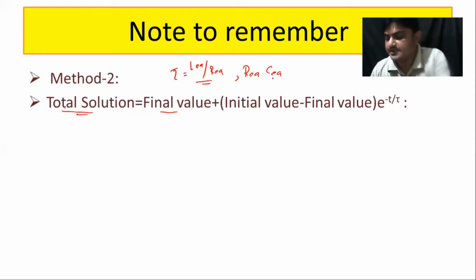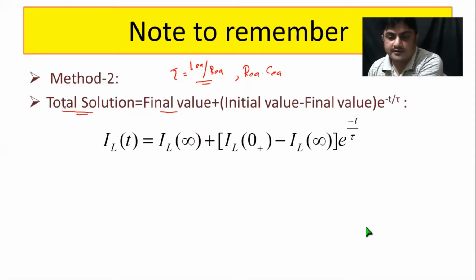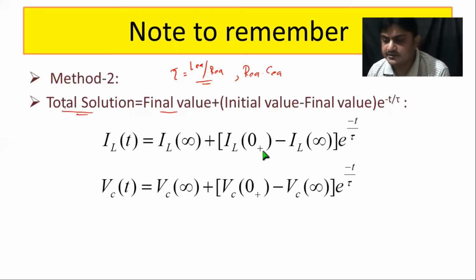So this is the first step that you have to calculate. If I have to calculate the inductor current, then IL(t) is equal to IL(infinite), so this is your final steady state value, plus IL(0+) minus IL(infinite).